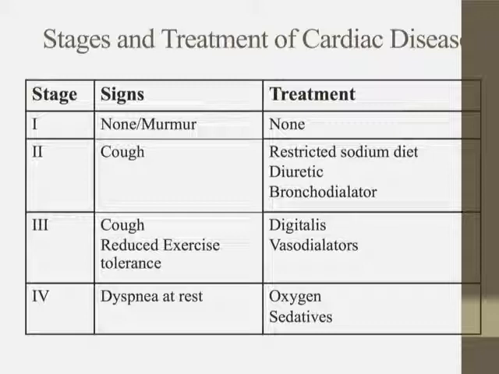Stage 1 is when we see there's no heart murmur, or there may be a slight heart murmur, and at this point we don't really need any treatment. Stage 2, there may be a cough, and this is where we start to restrict sodium diet. We may need to use a dilator or a bronchodilator. Stage 3, we have a cough, reduced exercise. We may start to need to use a positive ionotropic drug or positive ionotrope. We may need to use some ACE inhibitors as well as some sympathomimetics.